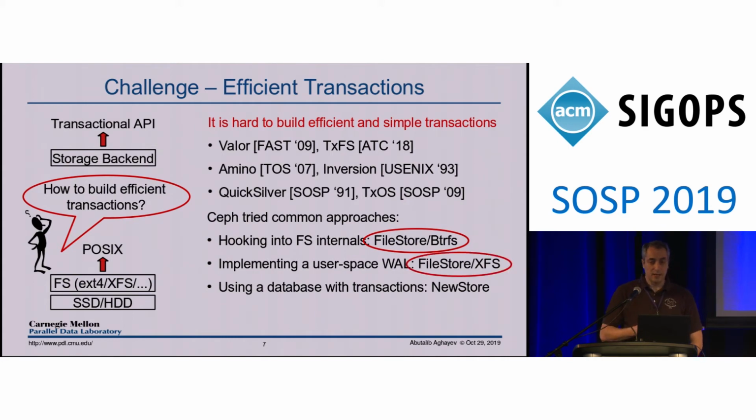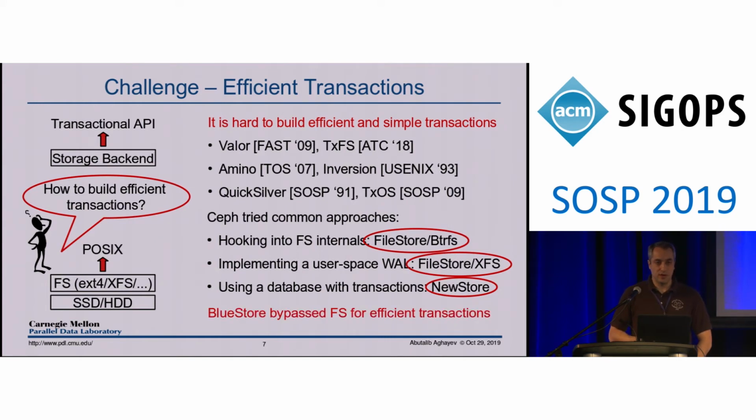This led to implementing a user space write-ahead log file, which worked fine but had high overhead because, unlike file systems, the storage backend in Ceph cannot lose data in case of a power failure. Therefore, data had to be written twice, which halved the disk throughput. NewStore used RocksDB transactions and copy-on-write data management to avoid double writes, but it still suffered from the overhead of journaling in the underlying file system. Eventually, BlueStore bypassed the file system to achieve efficient transactions.